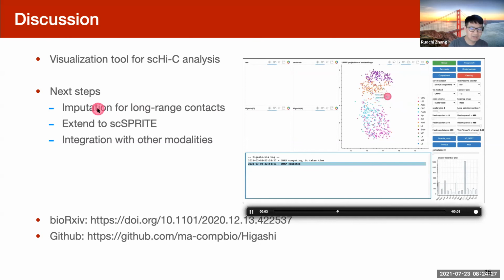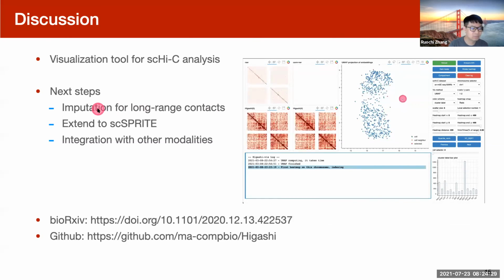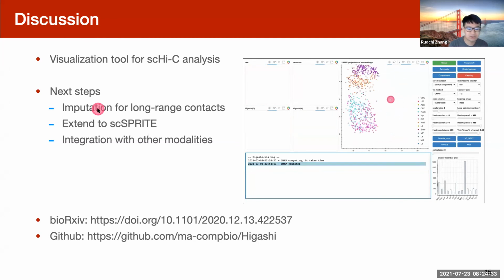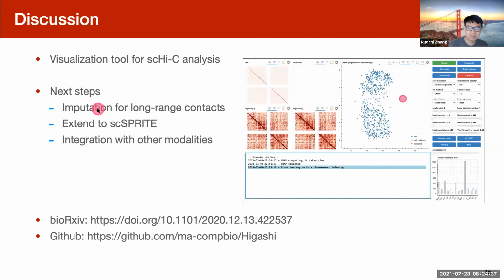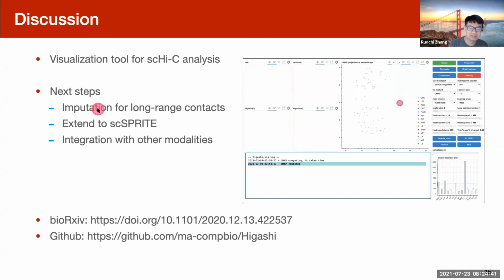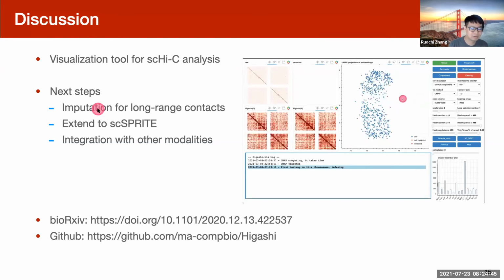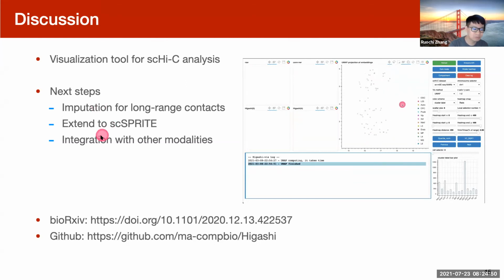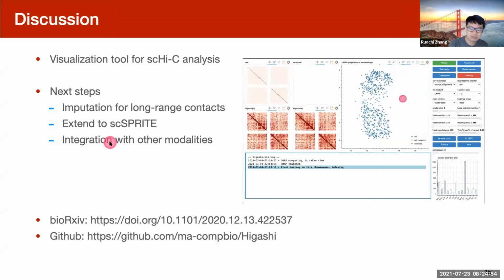For the next steps, we plan to first improve the imputation ability of Higashi, especially for the long-range contacts. Moreover, the hypergraph setting of Higashi allows more than 3 nodes in a hyperedge and thus can be extended to study the single-cell multi-way chromatin interactions, such as the single-cell SPRITE data. We also plan to integrate Higashi with other single-cell modalities as well as analysis results.